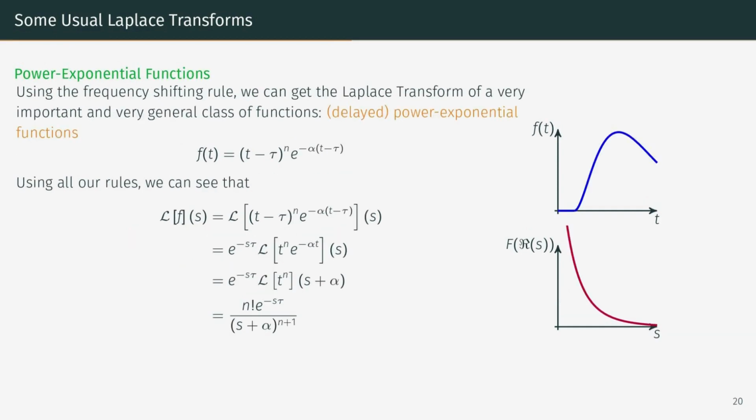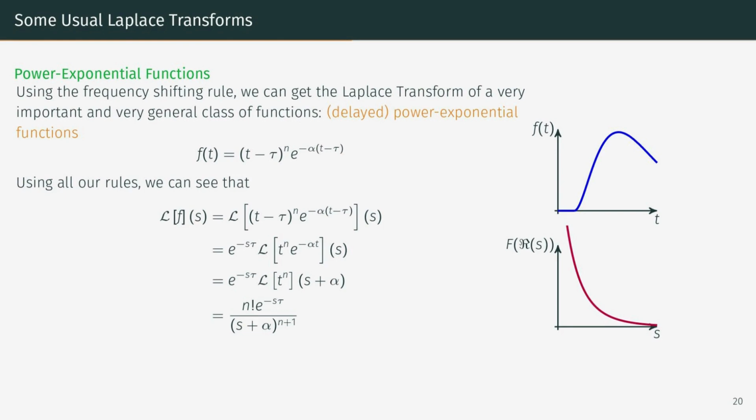Using the frequency shifting rule, we can get the Laplace transform of a very important and very general class of functions known as the delayed power exponential functions, which are defined by the function f of t equals t minus tau all to the n times e to the negative alpha times t minus tau. Here again, sigma is some real number. Using the rules and procedures we've used earlier, we can then find the Laplace transform of this function.